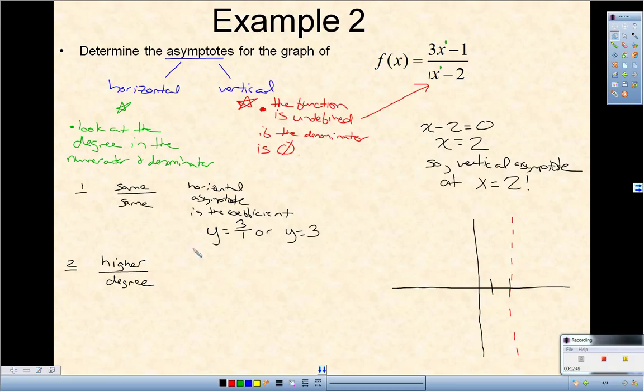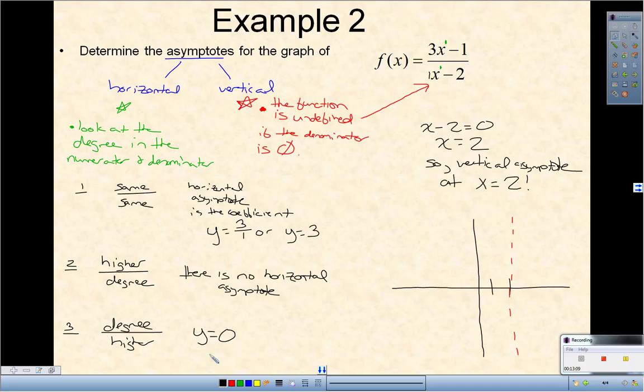Now, if this happens, then there is no horizontal asymptote. So that one's nice and easy and clean. The third one is if the degree is higher in the denominator, then the horizontal asymptote is simply the x-axis, or y is equal to 0.